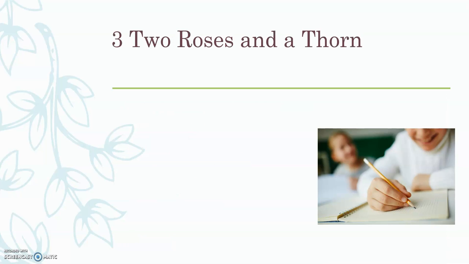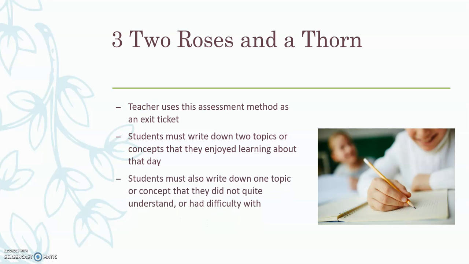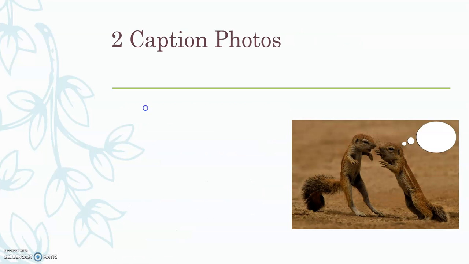Number 3, 2 roses and a thorn. In this exercise, the teacher can use this actually as an exit ticket, and students will be asked to write down 2 topics or concepts that they enjoyed learning about that day, as well as 1 topic or concept that they might have had difficulty with. And this can be used to determine how the teacher should proceed with instruction.